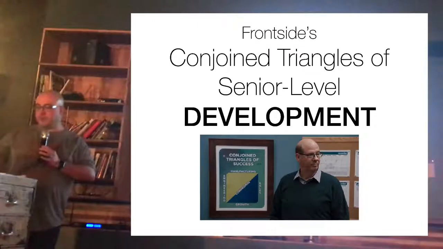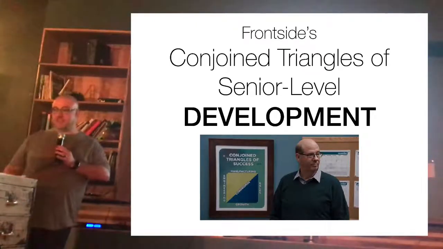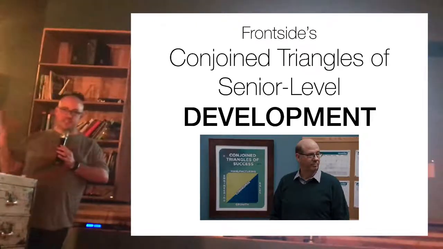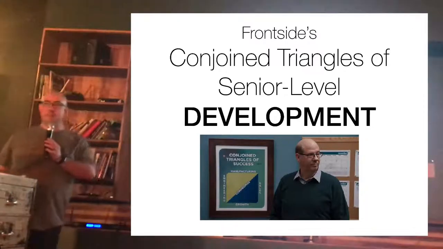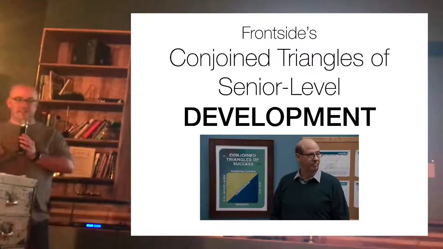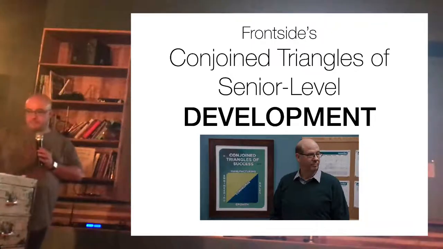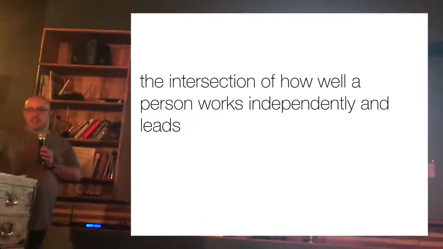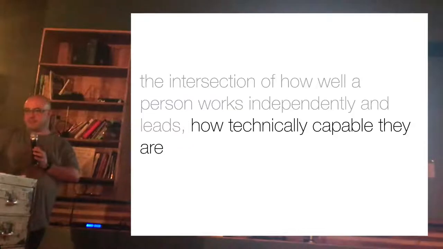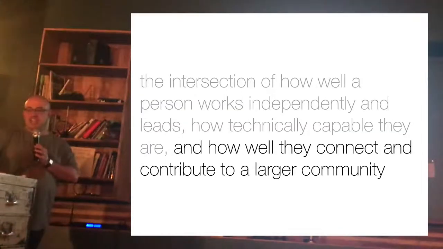And we found this blog post, I don't remember when, from a company called Frontside, called the Conjoined Triangles of Senior Level Development, which is a silly Silicon Valley reference. But we really liked this definition. They determine seniority like this: the intersection of how well a person works independently and leads, how technically capable they are, and how well they connect and contribute to a larger community.